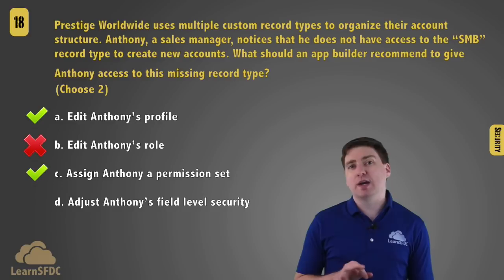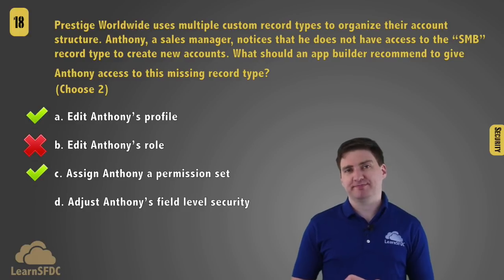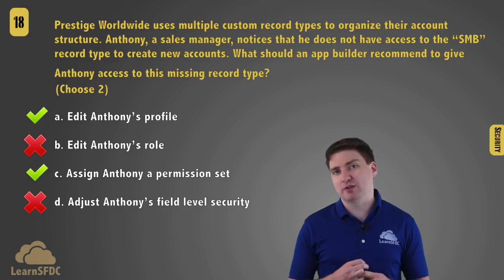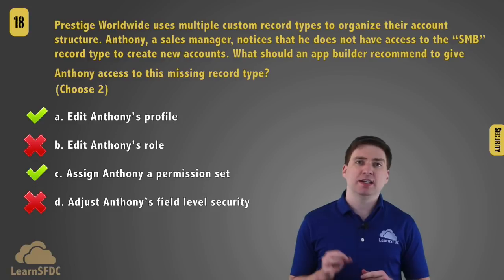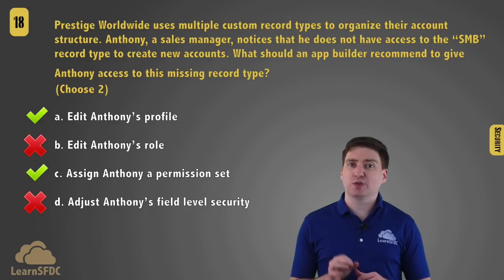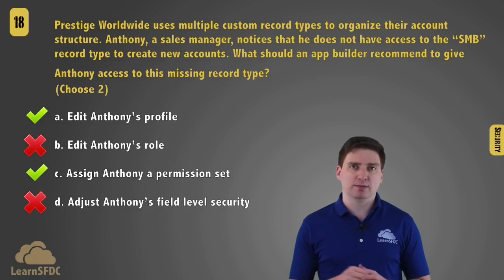If Anthony were unable to see certain records that he needs access to, then changing his role might help. D is incorrect because field-level security controls which specific fields Anthony can see when creating, editing, or viewing records. It would not help Anthony get the access he needs to a specific record type. Access to record types is controlled separately from field access, although both are controlled from the object settings of the profile.